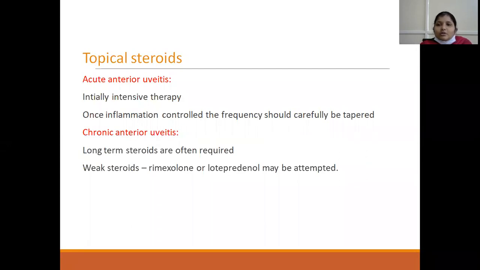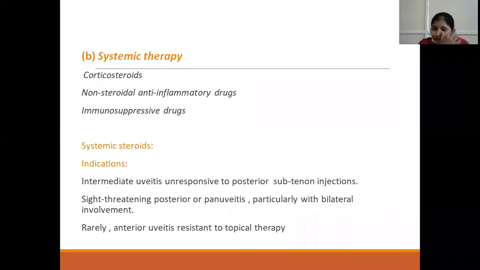So how do you use the steroids? Prednisolone acetate, we have to use 4 to 6 times a day, up to 2 weeks, and then taper depending upon the control of the inflammation. In long-standing cases like chronic anterior uveitis, we have to give long-term steroids. So weaker steroids like loteprednisolone should be attempted, because long-term use of steroids can lead to complications like cataracts and glaucomas. Systemic therapy: we have corticosteroids, anti-inflammatory drugs, and immunosuppressive drugs.